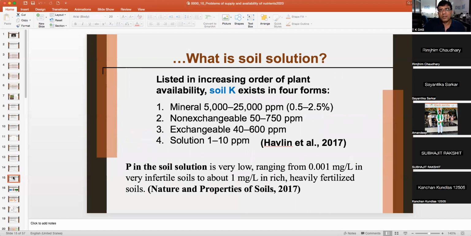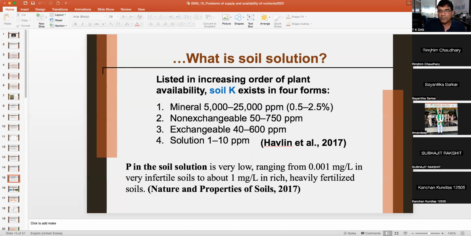Now see this list, listed in increasing order of plant availability. Soil potassium exists in 4 forms. So you can see out of total potassium in the soil, different pools of potassium in increasing order of plant availability. So minerals come on the top, which means their potassium is not directly usable by the plants.